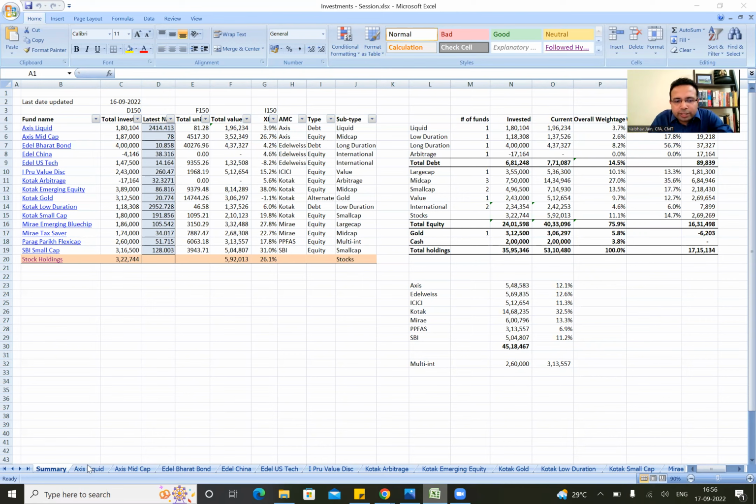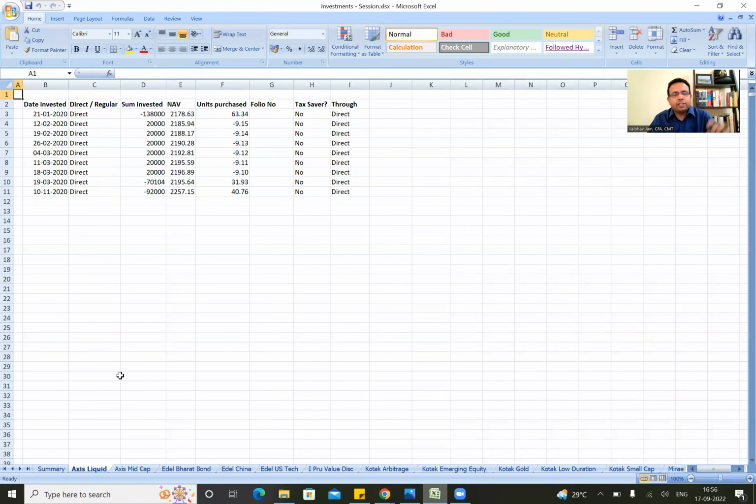Now, what I have done is, for each and every mutual fund, I have created different tabs. So for example, Axis Liquid Fund. Now, as I said, each and every fund has a different characteristic, because this is an example to show you. Now, Axis Liquid, what this example has taken, and when I say what I have taken, it means it's not my portfolio.